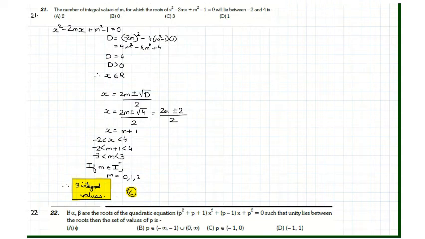In this video, we will be taking a look at some more problems related to the lesson quadratic equations. The first question asks us to find the number of integral values for m such that the roots of x square minus 2mx plus m square minus 1 lie between minus 2 and 4. Now since both the roots lie between minus 2 and 4, we can say that the function of x where x is minus 2 and 4 will always be greater than 0.